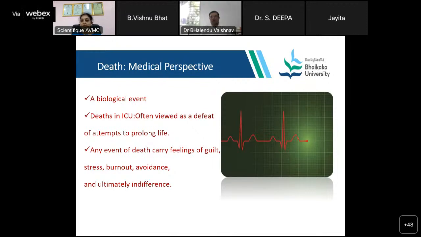Yes, sorry. So I stopped at this point, but not without any meaning. You can see an ECG line becoming straight. Now this is the medical perspective of life and death. That medical science views that death is a biological event. And death in ICU is often used as a defeat of attempts to prolong life. The doctor will try hard, will go an extra mile to make the patient live. But when the patient dies, it is often seen as a defeat to attempt to prolong the life.